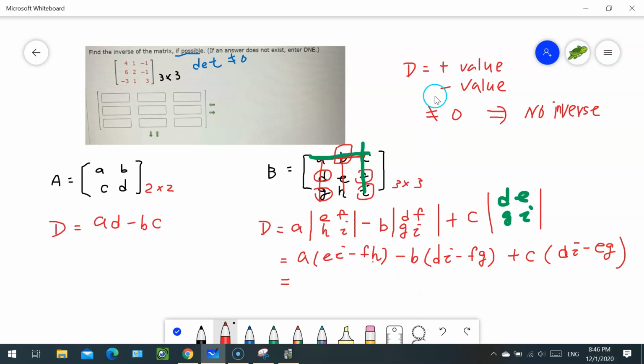Again, as long as the number is not equal to 0, then you will have the inverse. When the number is equal to 0, and there's a typo here, that means no inverse, even if you have a square matrix. The determinant number could be a positive number, a negative number, a fraction, or a decimal. As long as it's not a 0, then you will have the inverse.